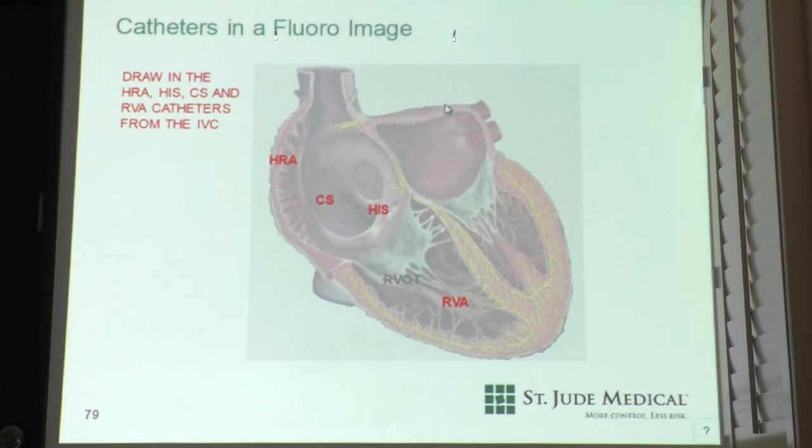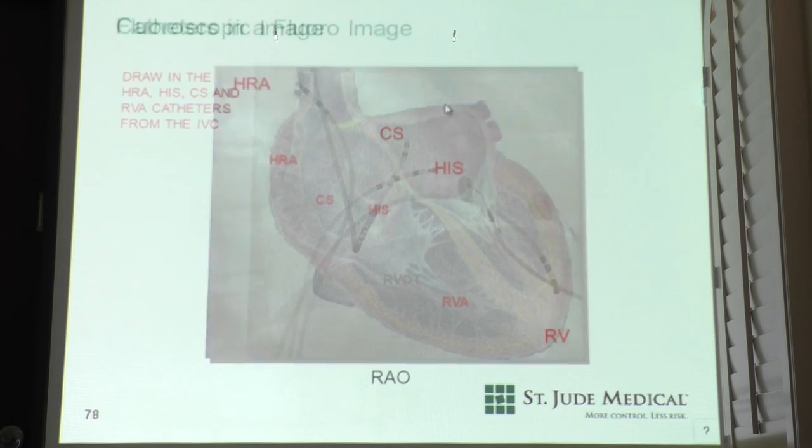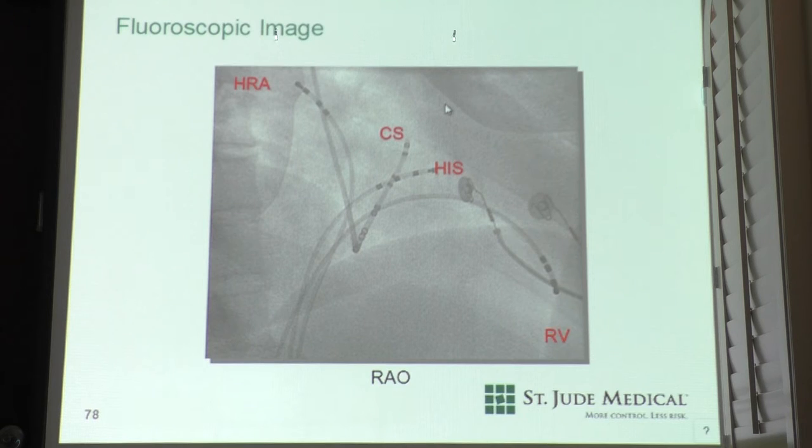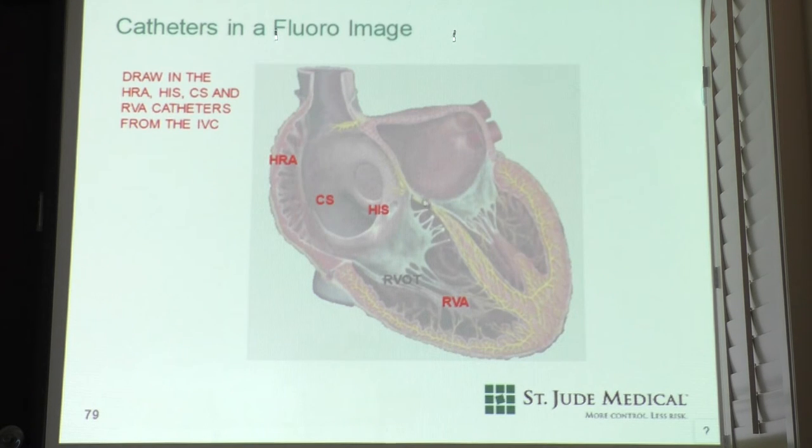Okay, and this is a physiologic equivalent of what we just looked at. So if you overlay this on this, the His catheter is coming across here into the RV. The RV catheter is sitting down here in the trabeculation at the bottom of the chamber. HRA catheter was sitting up there. This patient has a what? PFO. They do. Yeah, I assume so. That looks like the way it's drawn, right?